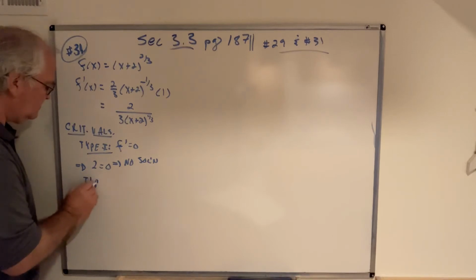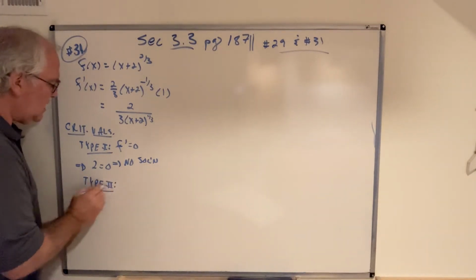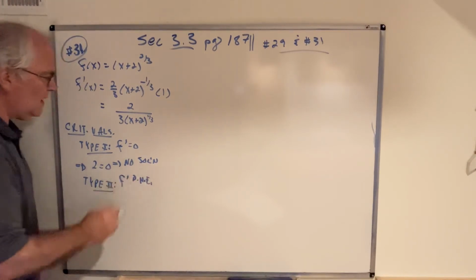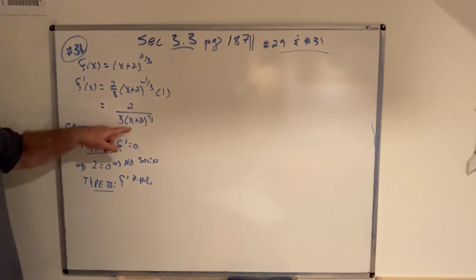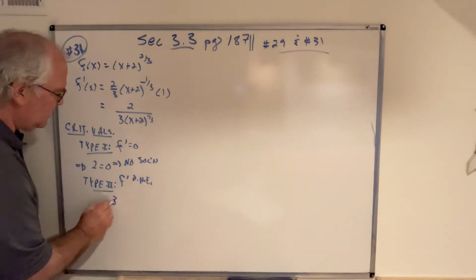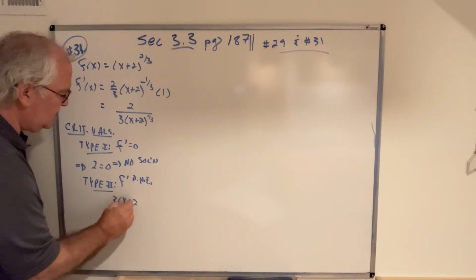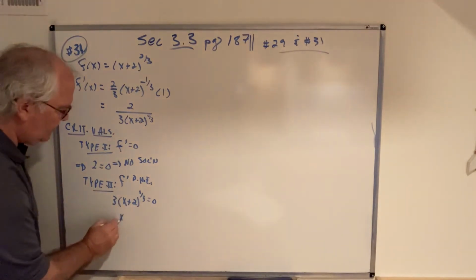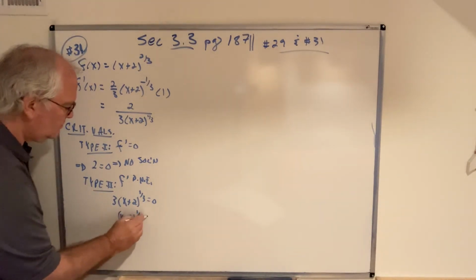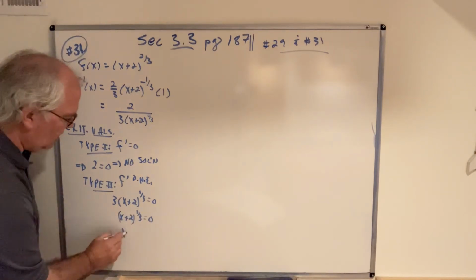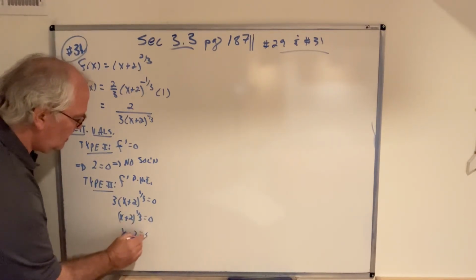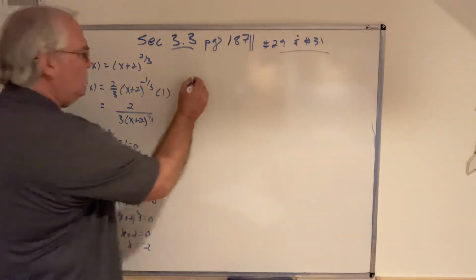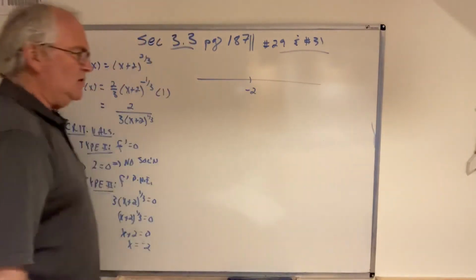Type 2. Type 2 critical values are where the derivative does not exist. That's where for this fraction, the denominator is equal to 0. So I take 3 times (x plus 2) to the 1/3, and set that equal to 0. Divide both sides by 3. Raise both sides to the third power. And then subtract the 2 across. So by hook or by crook, we get x equals -2. So there's only one critical value here at -2.